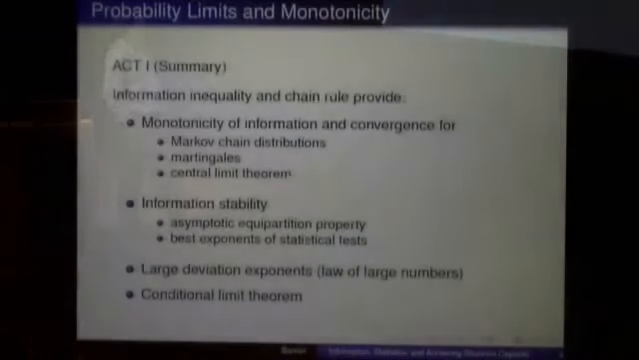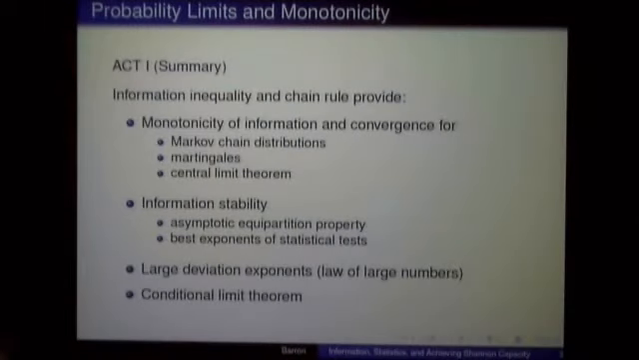Okay, so this forms the end of Act 1, where we've seen that the information inequality and the chain rule provide monotonicity of information useful in a number of what I think are important settings. Information stability is closely connected to the information inequality because the chain rule gives the sample relative entropy and because the information inequality gives half the answer. And also that gives the best exponents of statistical tests.